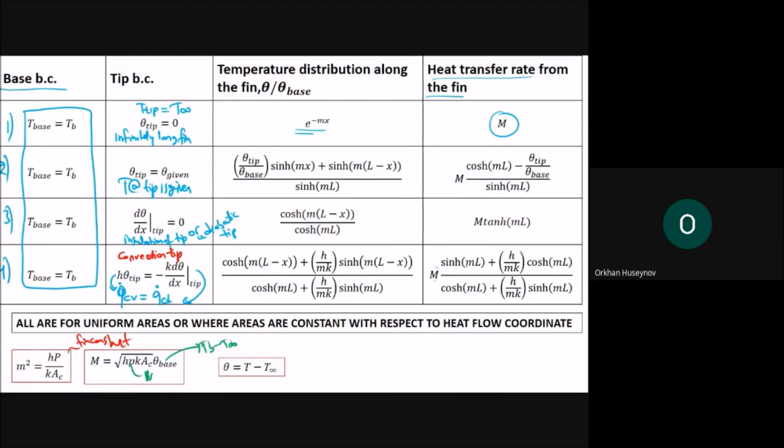Okay, let me go back to here. You will find sinh of m times L, where m is given as the square root of hP by kA_c, and L is the length of the fin, and there is also h by mk. So you can see that all of the rest of the values are properties of the material.